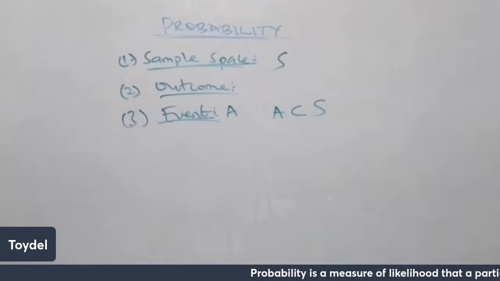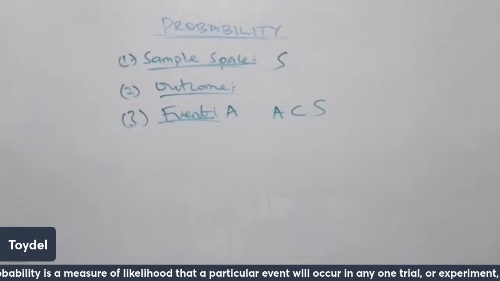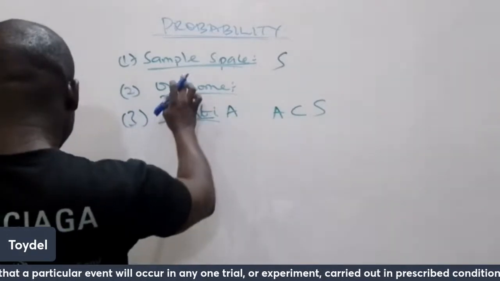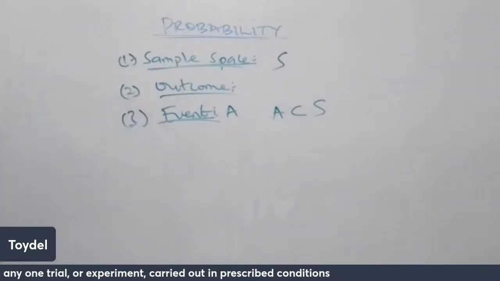If the outcome of an experiment is an element of this event A, we say that event A has occurred.